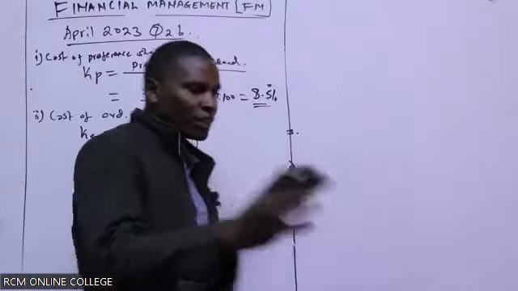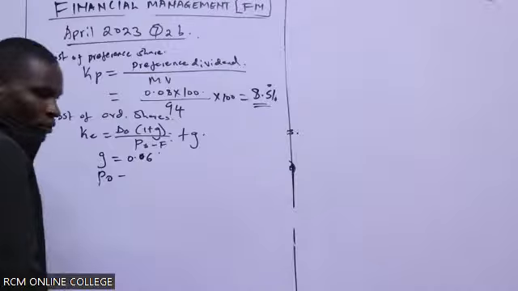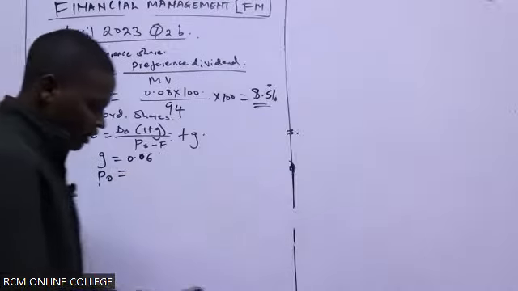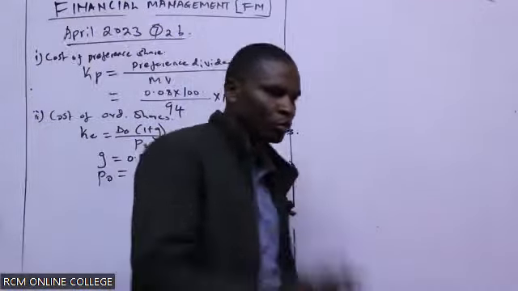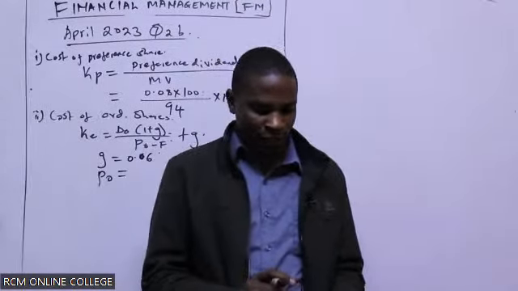What is the current market price? My P0, just check from the question. Once I get that, I will know I have one item left, my D0. What is the market price of the ordinary share?